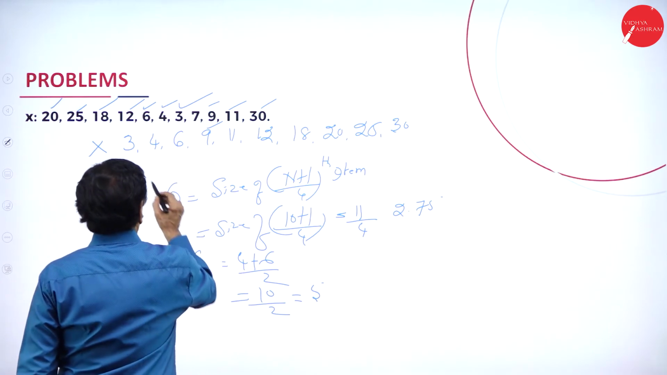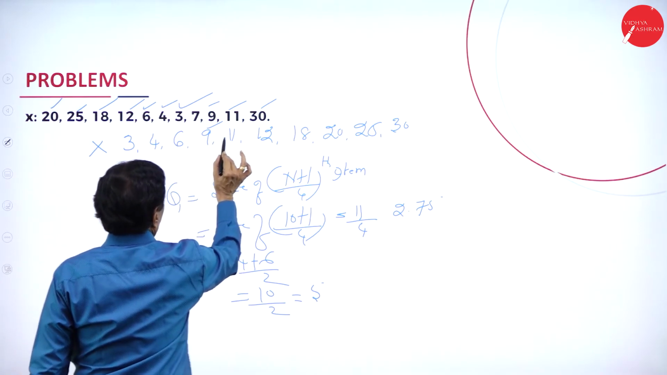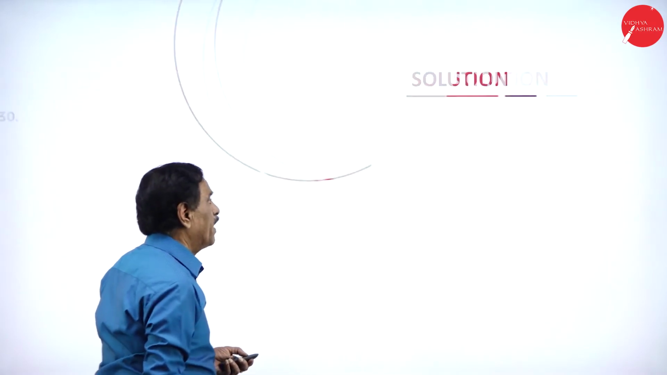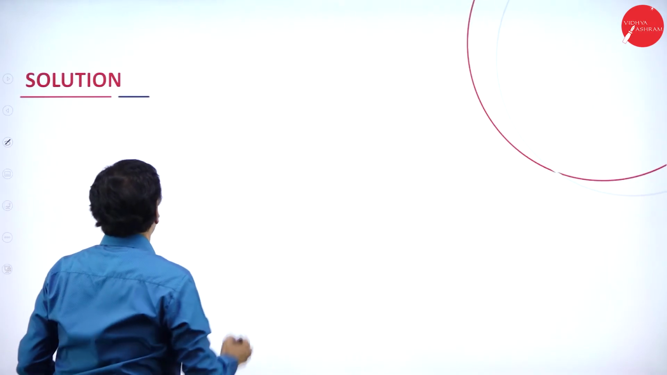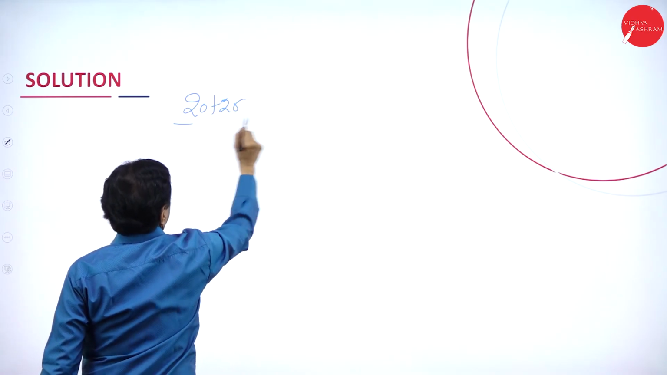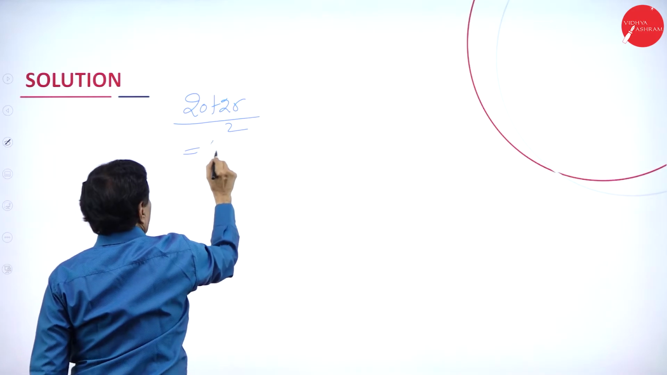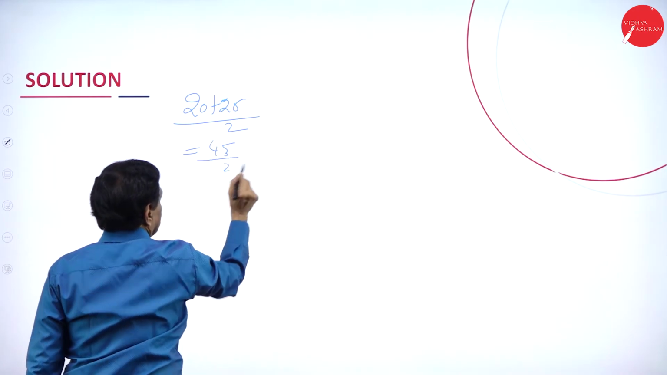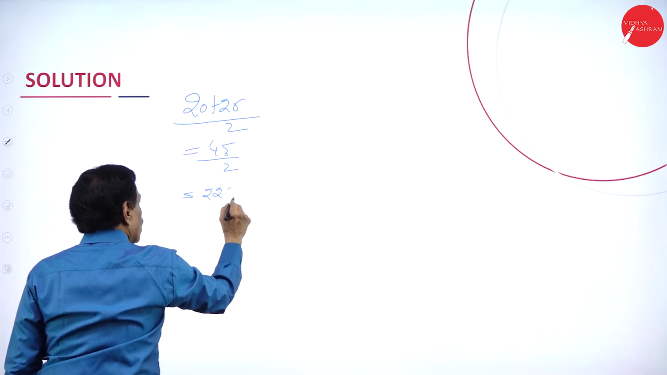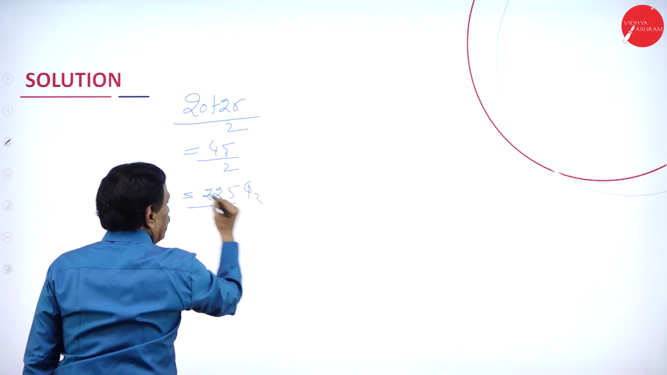So, which is the 8th number? 1, 2, 3, 4, 5, 6, 7. 8th number, 20; 9th number, 25. 20 plus 25 divided by 2. This is 45 divided by 2. So, it works out to 22.5. This is your Q3.